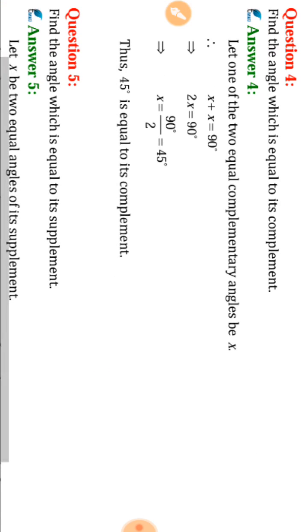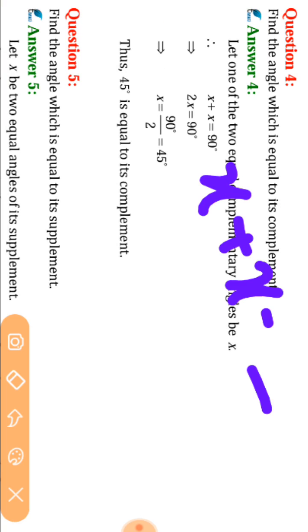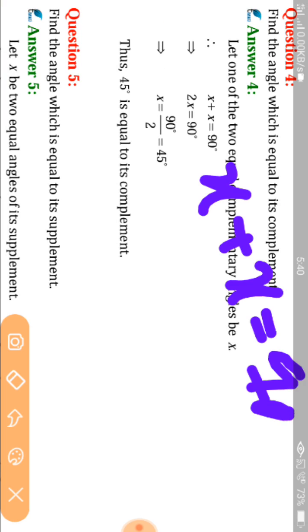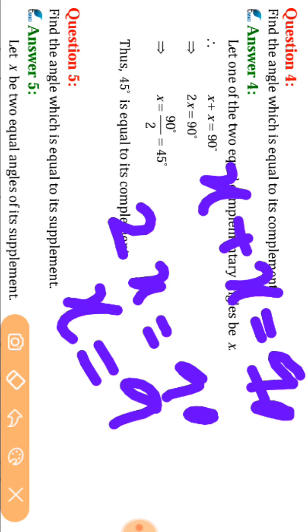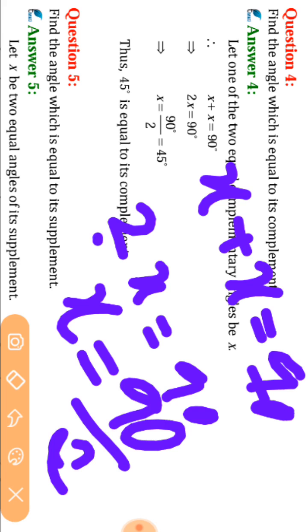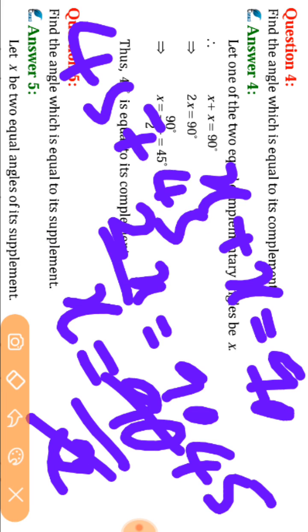Let one of the two equal complementary angles be x. So both are x only. You have learned linear equations. So 2x is equal to 90 degrees. We need only x, since both are equal, so 90 divided by 2. If you move the 2 to this side, it becomes division because 2 and x are in multiplication. So 2 ones are 2, 45. So both angles should be 45 plus 45, then only it gives 90 degrees.